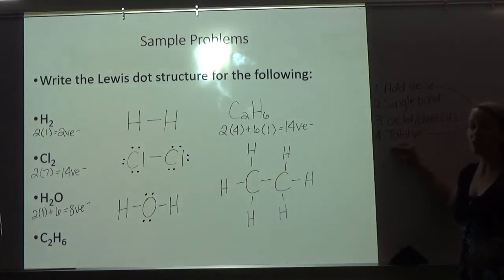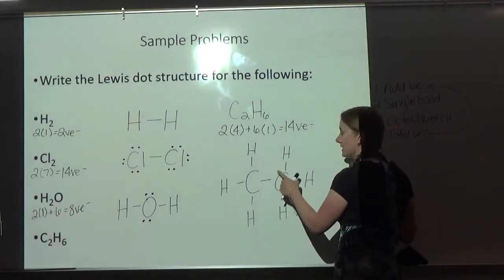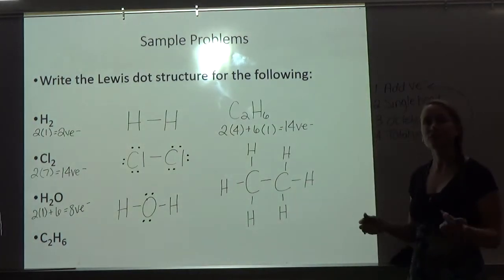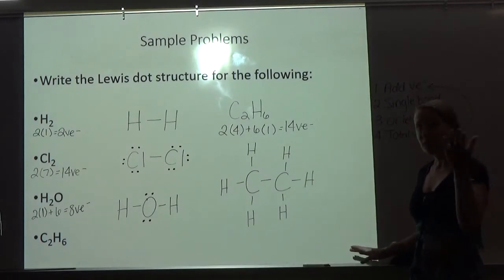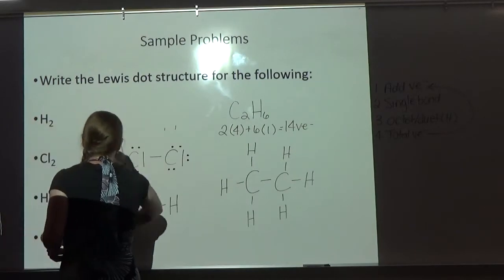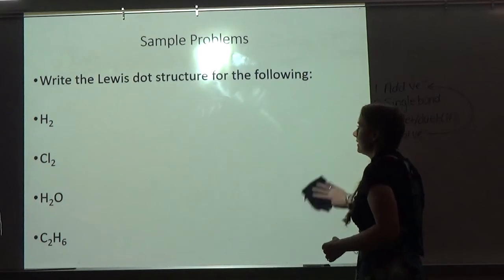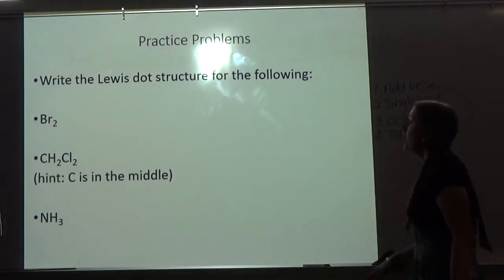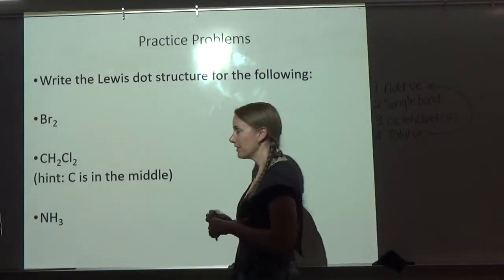Last step is check your total. I have 2, 4, 6, 8, 10, 12, 14, and I'm allowed to have 14, so my structure is correct. All right, now that you've seen me do some, let's go to the next slide and let you try some on your own. You can watch me do these all day long and think you understand, but you can't really understand until you do some on your own. So maybe pause the video, try Br2. I'll assume you've done that, and we'll do it together.